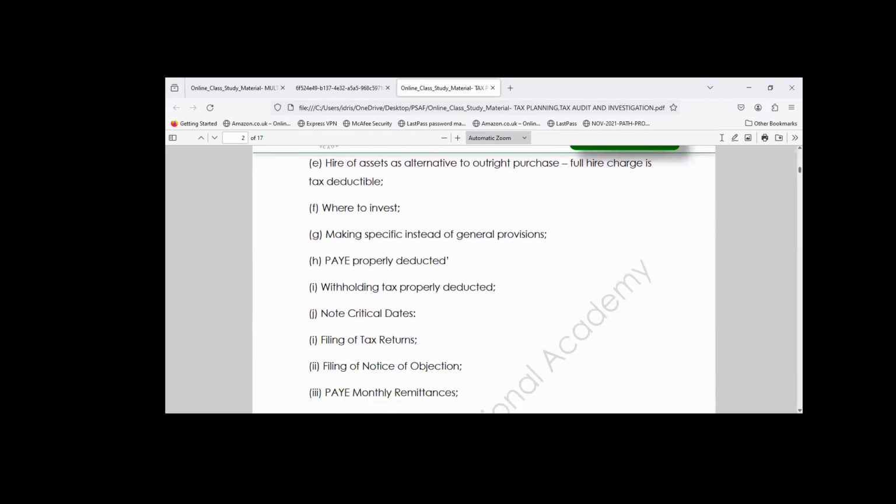Another tax planning checklist is filing of tax return. In your tax planning checklist, you should state the time that you'll be filing your tax return. Which time am I going to file my VAT? What is the due date for filing my company income tax? What is the due date for filing my withholding tax? What is the due date for filing my personal income tax?